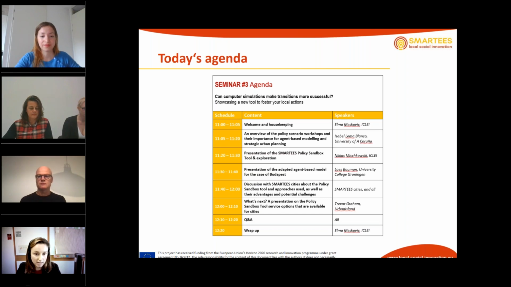After that, we will have a presentation on the SMARTEES Policy Sandbox Tool by Nicholas. And this will also give you an opportunity to test the tool on your own in a 5-minute short exercise. Then we will move on to a presentation by Loes Bouwman from the University College Groningen in the Netherlands. She will present on a basic agent-based model that has been adopted for the case of Budapest. After that, we will engage in a short discussion with the SMARTEES cities, so the reference cases as well as the follower cities, about the Policy Sandbox tool and the approaches that we used in the project. This discussion we will then also open up to everyone in the audience.